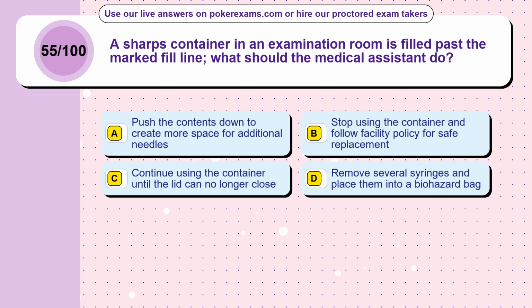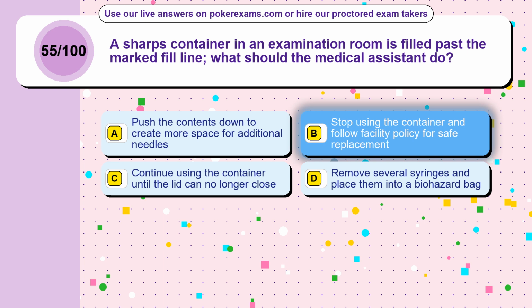Question 55. A sharps container in an examination room is filled past the marked fill line. What should the medical assistant do? Option A. Push the contents down to create more space for additional needles. Option B. Stop using the container and follow facility policy for safe replacement. Option C. Continue using the container until the lid can no longer close. Option D. Remove several syringes and place them into a biohazard bag.